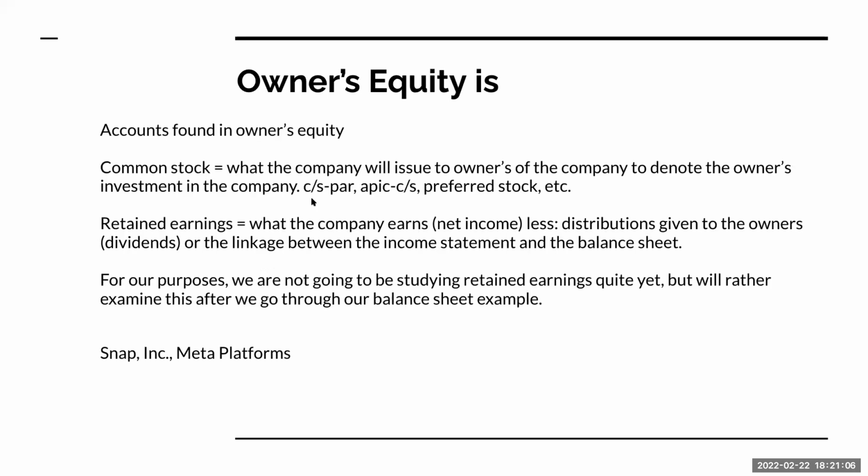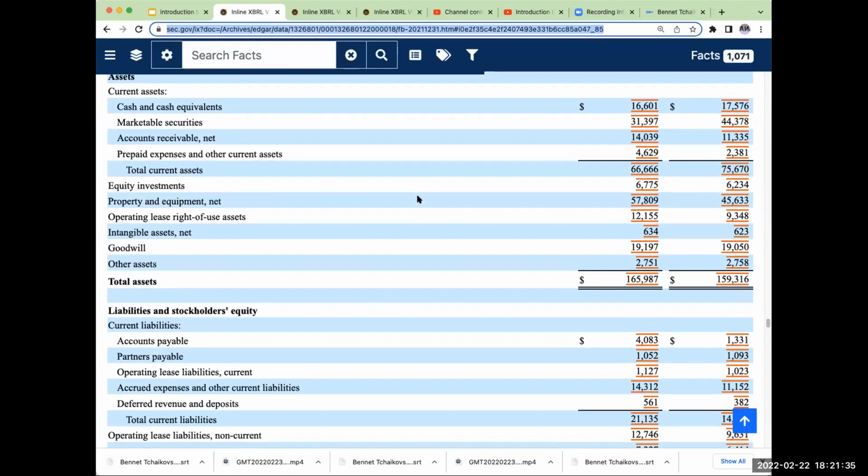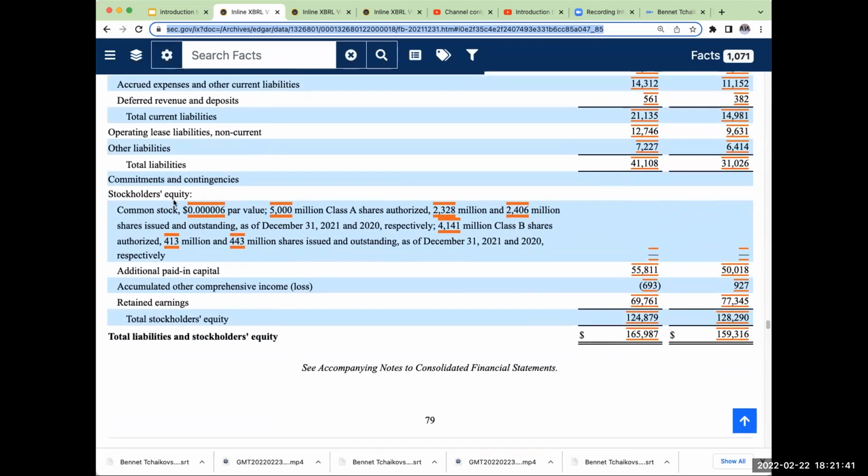Now, I want to show you 2 different companies today that we're just going to take a look at their owner's equity real quick. So right over here is Meta Platforms. When we look at Meta Platforms, what you're going to notice over here is you're going to have stockholders' equity. And right over here, also known as owner's equity, you'll see the common stock, additional paid-in capital, and then you're going to see retained earnings.